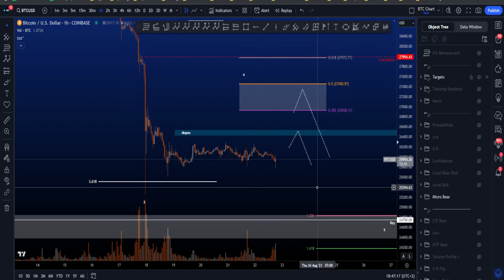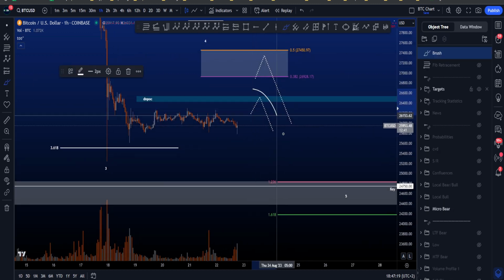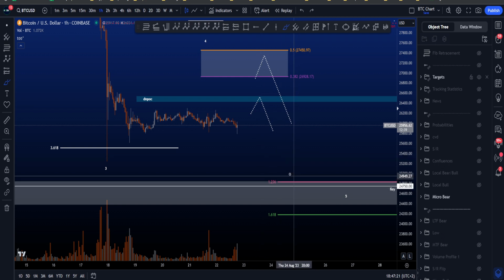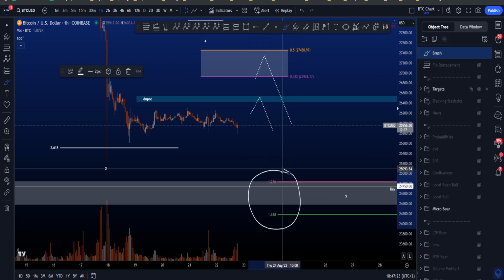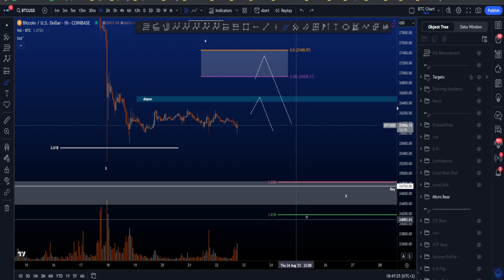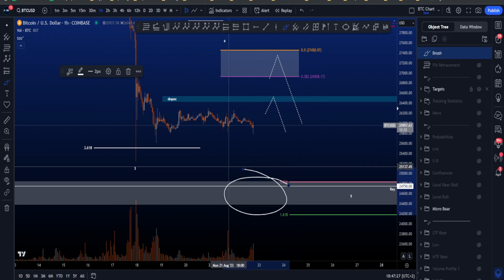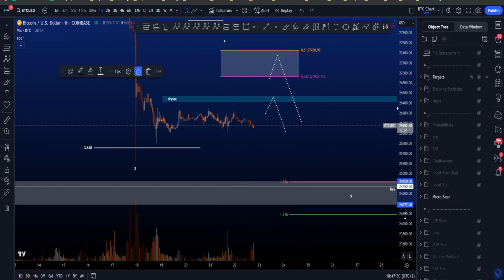After this, we then expect an impulsive move towards the downside in 5 waves, where the most common target area for wave 5 is between the 1.236 and the 1.618, which is an important confluence with this wide support box over here that you see between 24.3k and 24.8k.